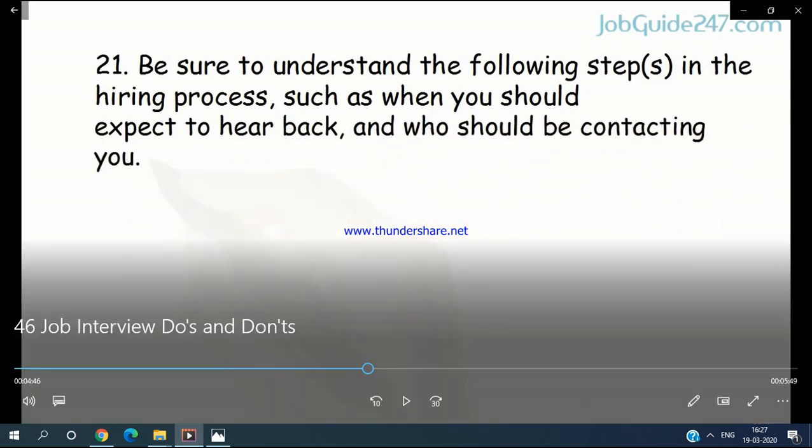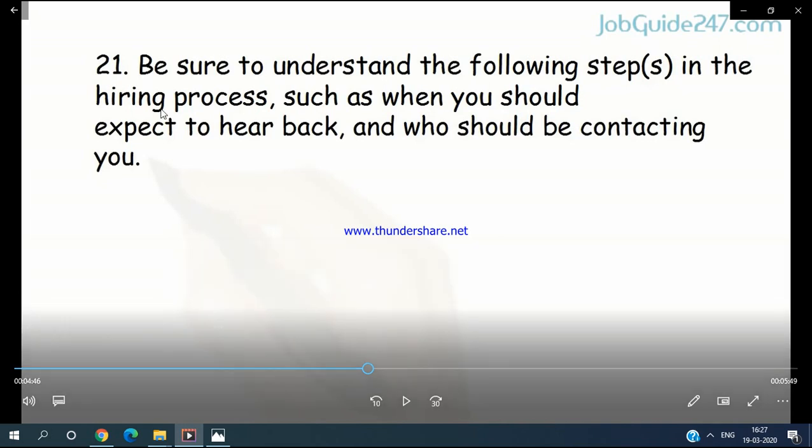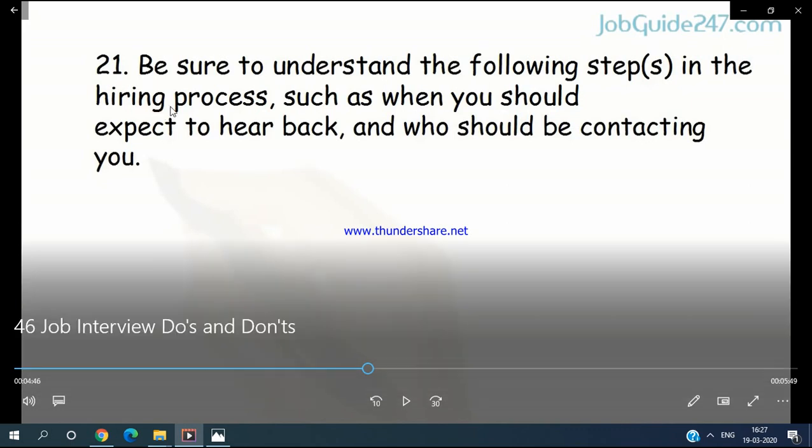Okay, be sure to understand the following steps in the hiring process, such as when you should expect to hear back and who should be contacting you. This is the last one. It happens at the end, whenever you are going to give the interview, you should know at the last anyhow whether you are selected or not, right? So you should know the hiring process.